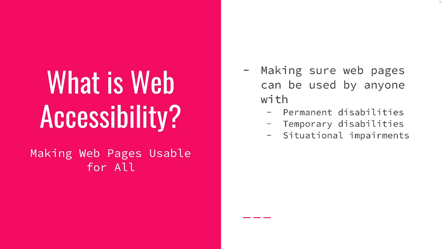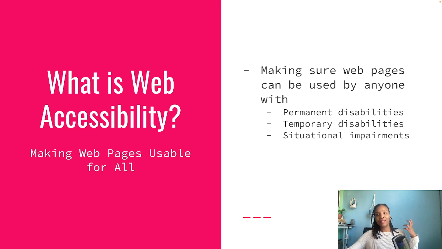And then we're talking about situational impairments. So when we're talking about situational impairments, we're talking about things like you're outside on your laptop and the glare from the sun makes it really hard for you to be able to see your screen, or you're holding your baby in one hand and you're only able to use one hand, or you're in an area that's loud and there's too much going on, so you may need to use some captions or something like that. So these are all the things that we're thinking about when we're thinking about web accessibility, making sure that everyone is able to access whatever web page we have in the way that they're able to.